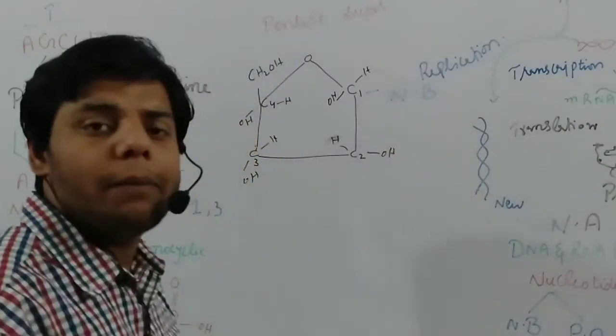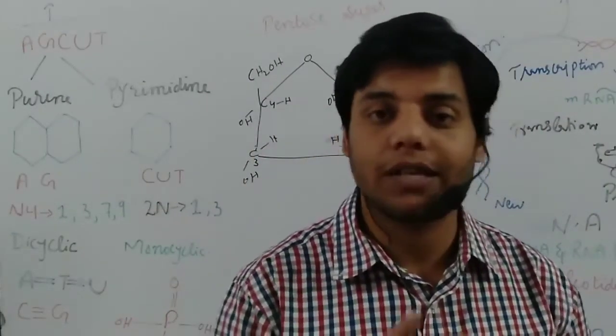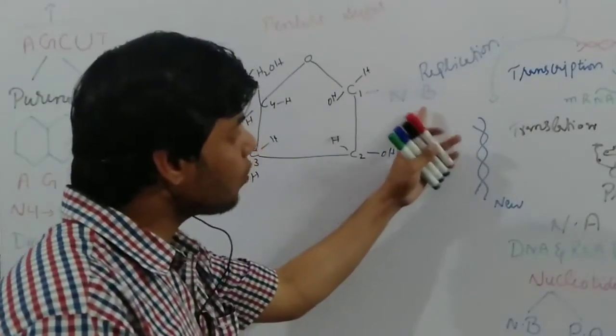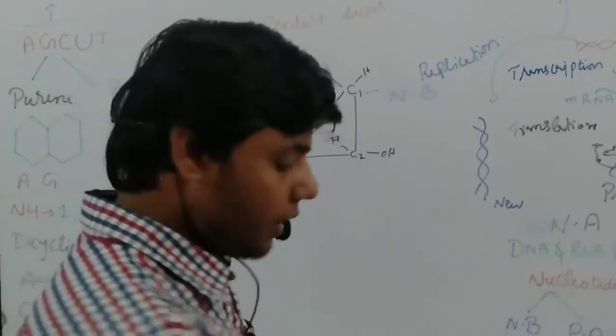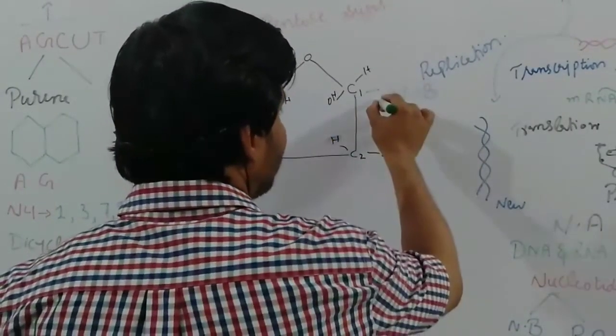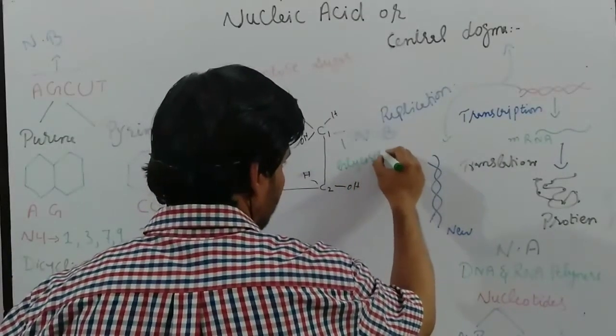Right? It may be adenine, it may be guanine, it may be cytosine, it may be uracil. Anything we call it nitrogenous. So the nitrogenous base is always present with carbon number 1, and they make a bond with carbon number 1. We call that glycosidic bond.